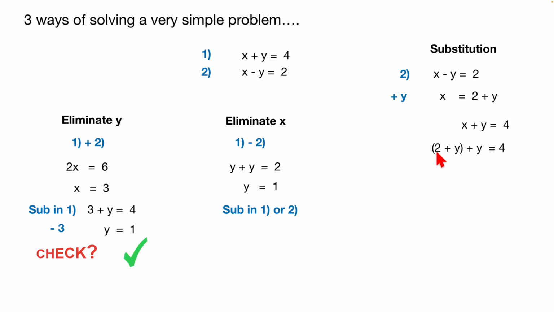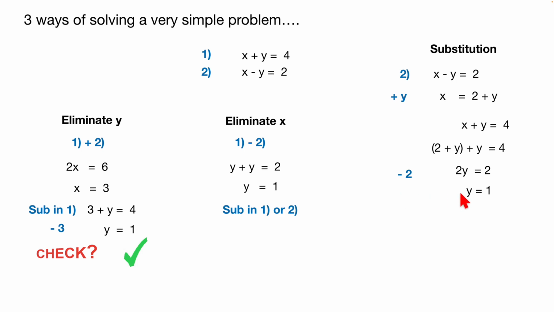So we end up with 2 plus y plus y. I want to get what y is worth, so I subtract 2 from both sides. I get 2y here equals 2. And I divide by 2, so you get y equals 1. Look at all this work I've had to do to get what I can get really quickly here.